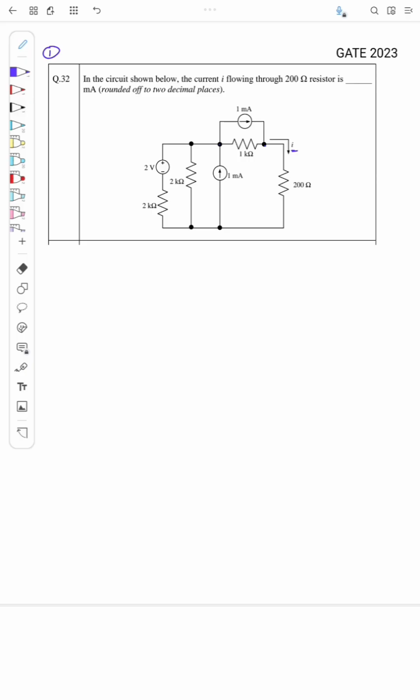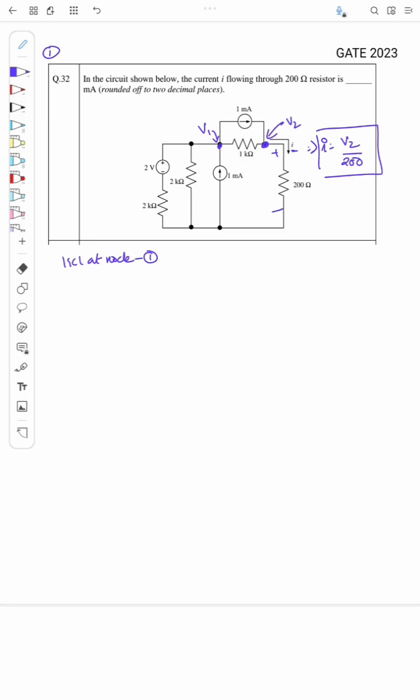So I have one node here and the other node here. Let V1 be the voltage at this node and V2 be the voltage at this node. Here the current I is equal to V2, which is the voltage across this resistor, divided by the resistance 200, right? So I need to find V2. Let us apply KCL at node 1.